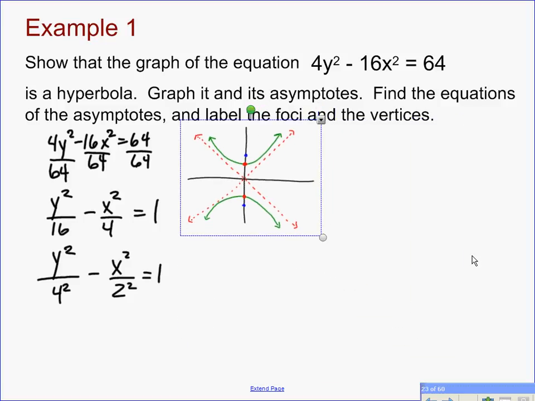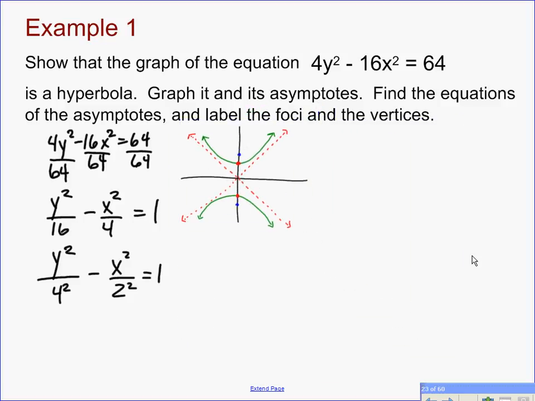Make that a little bit smaller. Okay, let's do the easy part. So far we have our vertices. And our vertices, we know they're on our y-axis. So since they're on our y-axis, the x-coordinate is going to be 0.